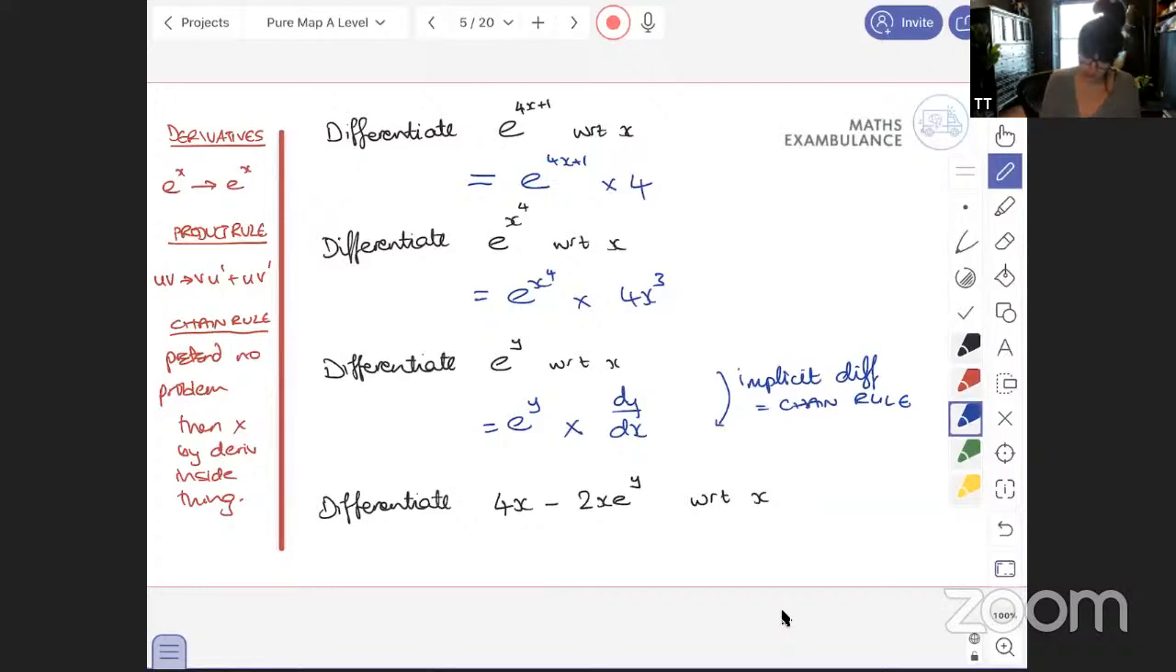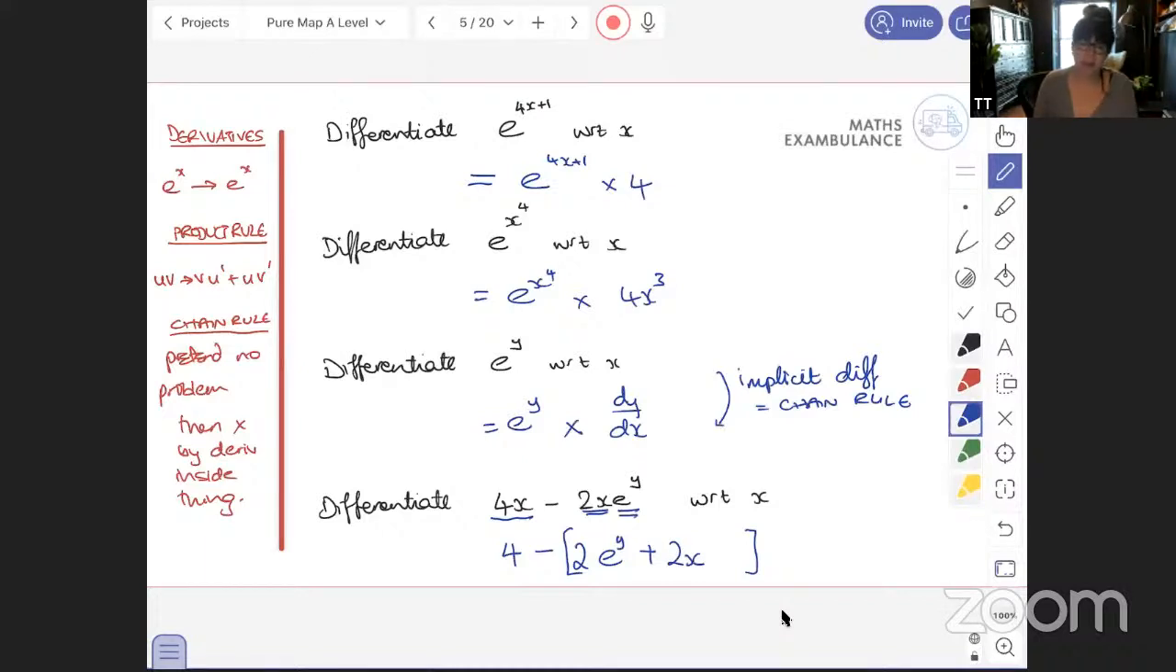So let's have a go at this one. How do we differentiate this? The 4x differentiates to 4. Now there's a minus. Now there's a product, so I'm going to use big square brackets around the product. You weight e to the y while I differentiate the 2x. Then a plus. Then you weight 2x while I differentiate e to the y.